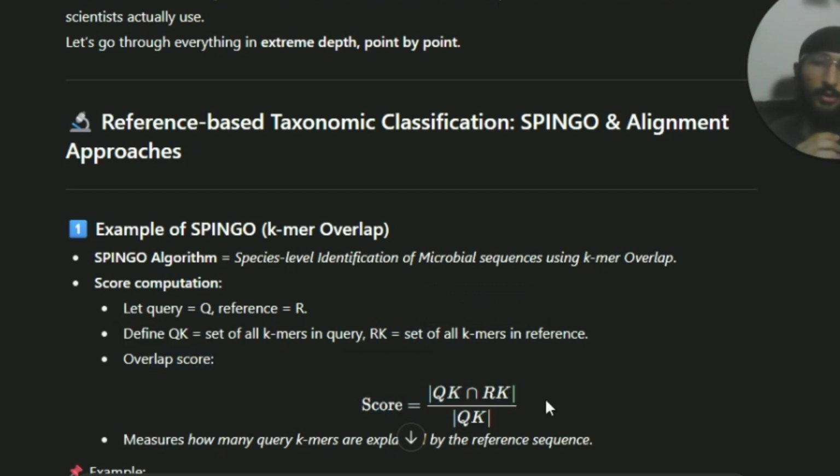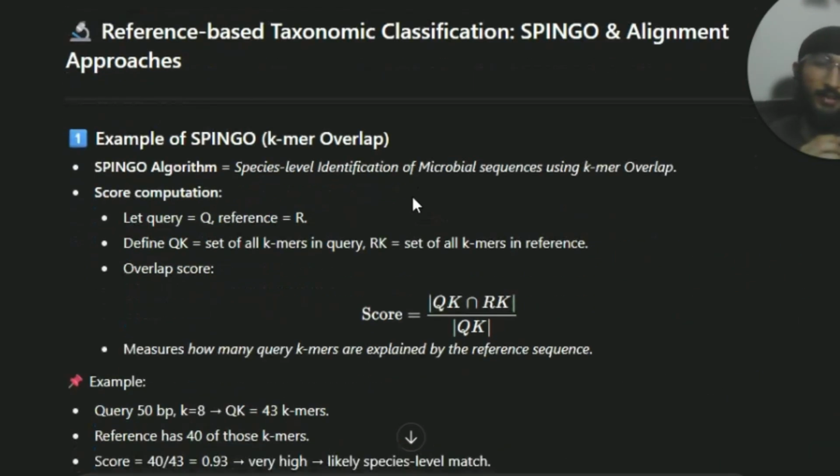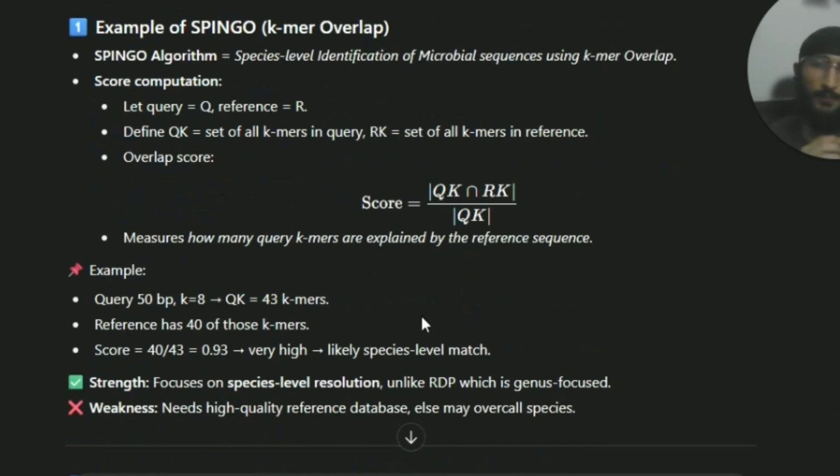The overlap score would be Qk, this is the subscript. So that would be the intersection of Qk and Rk, divided by the number of k-mers in Qk. Since we are considering the score, we take the absolute value, the set size, of this. So this measures how many query k-mers are explained by the reference sequence.